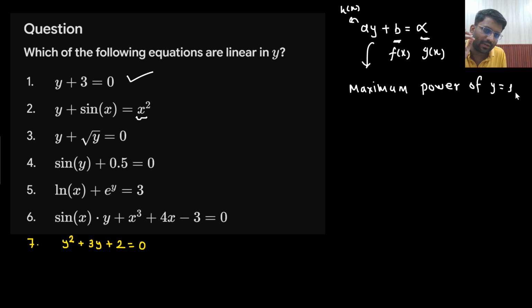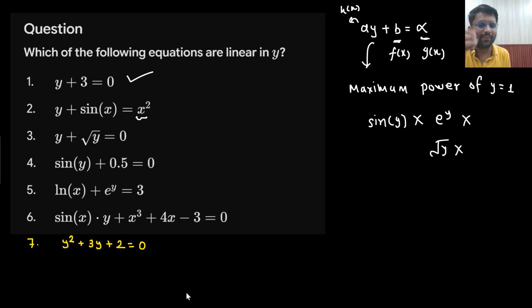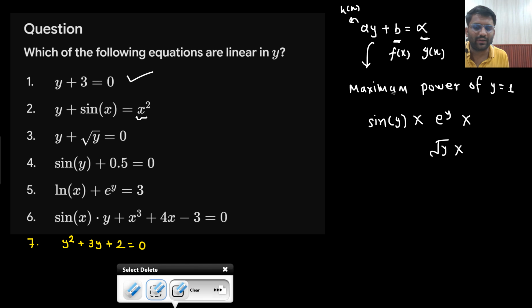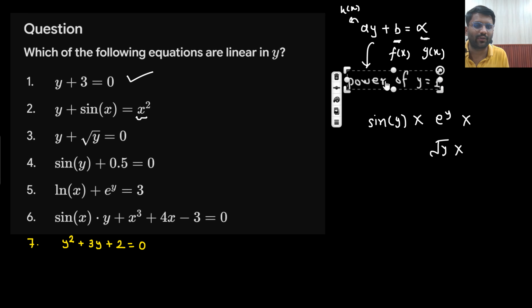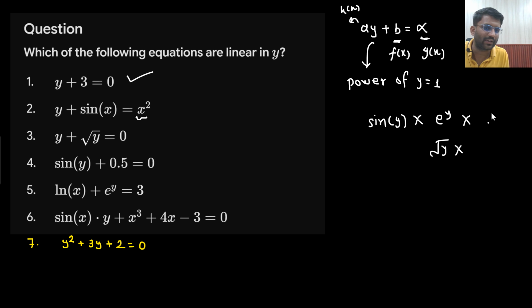Y should be 1. And y should not be trapped inside anything. Like y should not be trapped inside anything like sin y, no. E to the power y, no. Under root y, no. Right? Like the power of y should be 1. When we talk about linearity, the power of y should be 1. Linear equation means the power of y should be 1. I should not say maximum power of y should be 1. Power of y should be 1. And it should not be trapped inside anything. Ln y not accepted. Understandable?